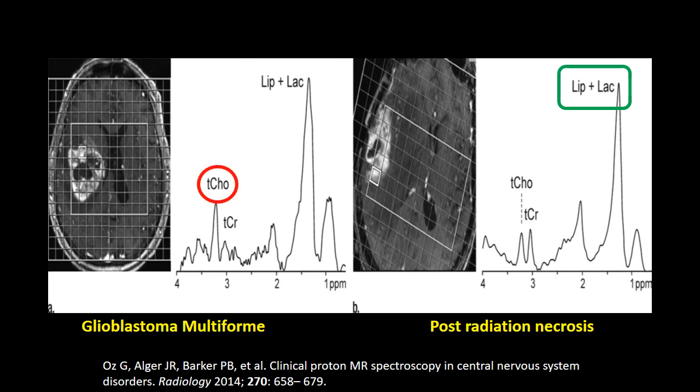Spectroscopy from recurrent glioma shows an elevated choline to creatine ratio and a large lipid lactate peak, whereas in post-radiation necrosis we will never see an elevated choline peak. This can be used to differentiate both these conditions. Persistent lipid lactate peak will be observed in case of post-radiation necrosis.